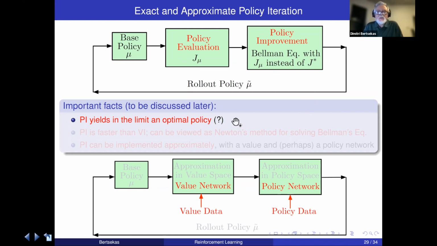And a general property of policy iteration is that it's a sound algorithm in the sense that it gives in the limit an optimal policy. And I have a question mark here because there are some exceptions. There's quite a bit of mathematical analysis that goes along with this statement, but on the whole, and particularly for the type of problems that we're going to consider, policy iteration is a convergent algorithm in its exact form.